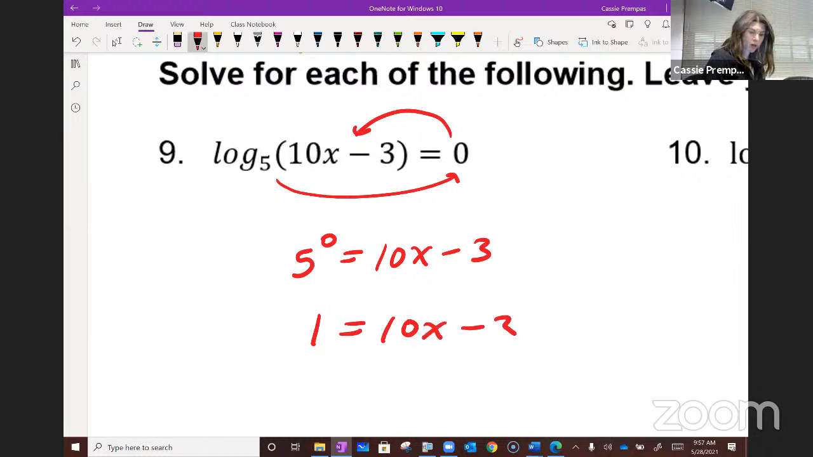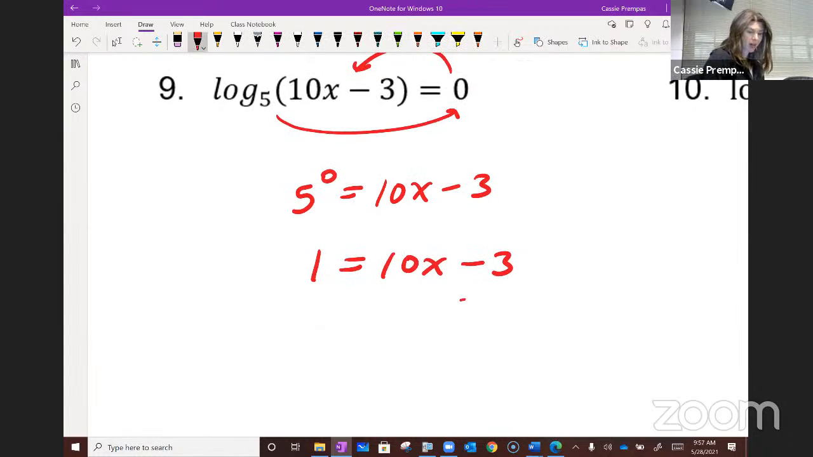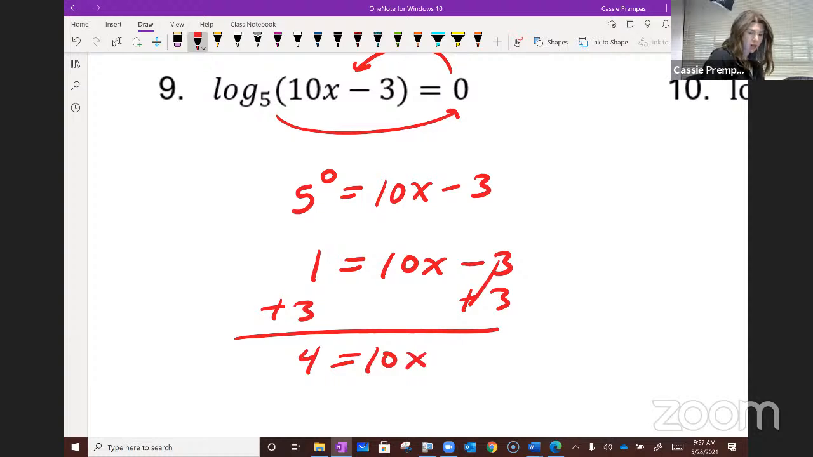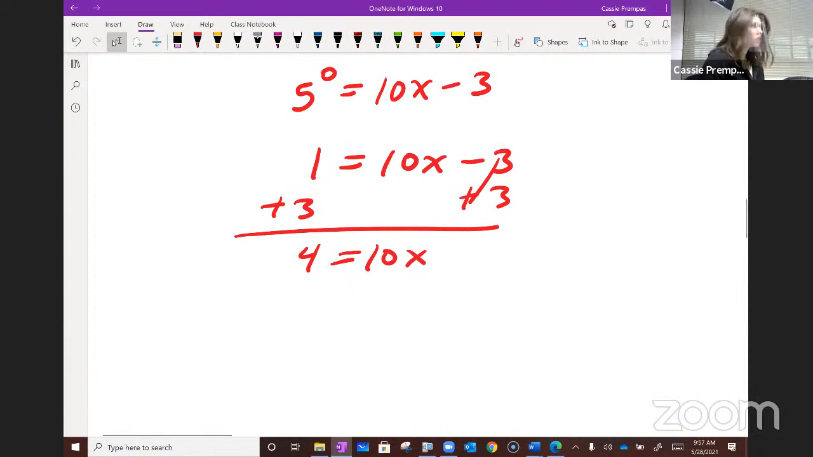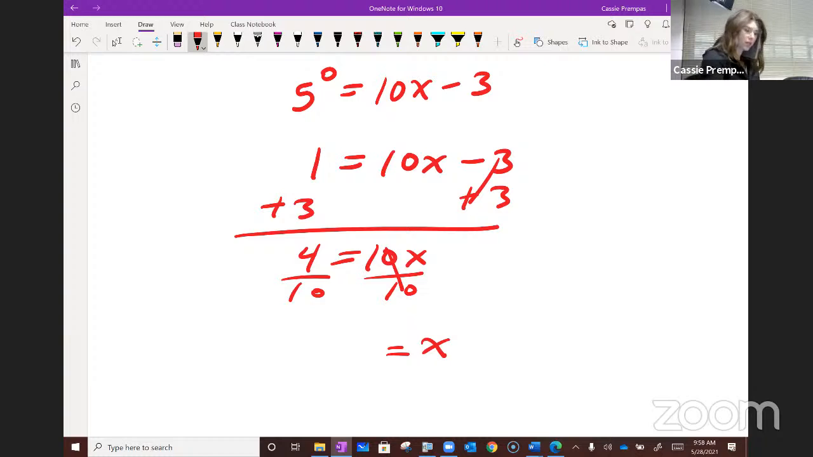And now I can go ahead and solve. I'm going to add 3 to both sides, giving me 4 is equal to 10 times x. What undoes multiplication? Division. So we're going to divide both sides by 10. It said leave your answer in exact form, so I don't want to do any rounding. But 4/10, I know I can reduce. What goes into 4 and into 10? 2, good. So this is going to be an answer of 2/5.